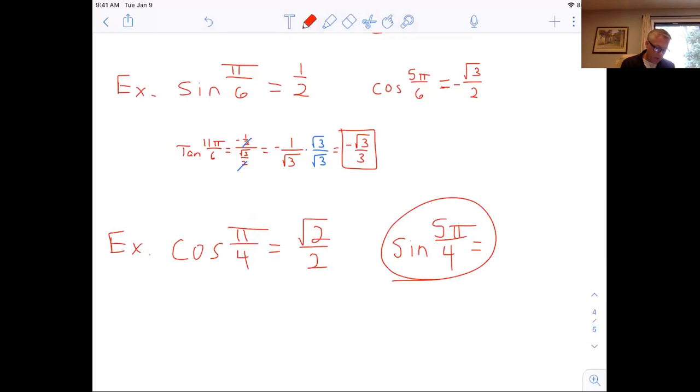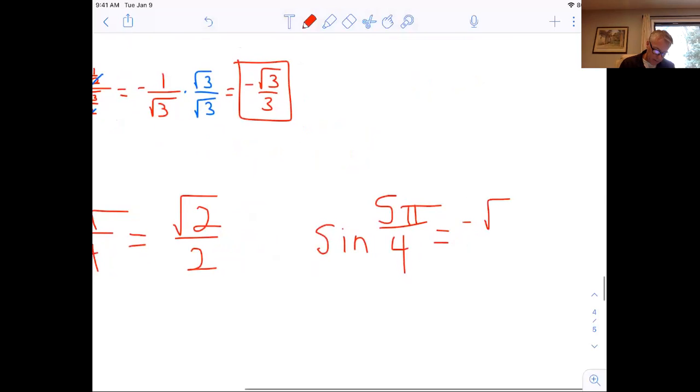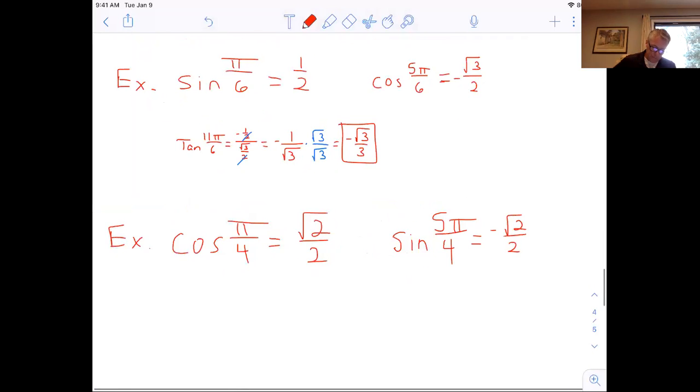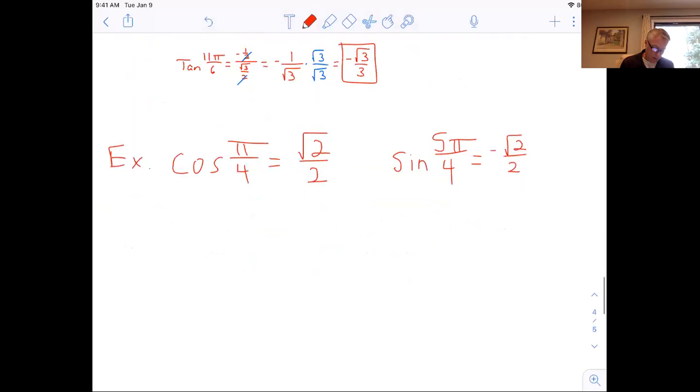But 5 pi over 4 is in the third quadrant. The sine is the y value. So in the third quadrant, the y value is negative root 2 over 2. Okay, again, the y value is going to be negative down in the third quadrant.